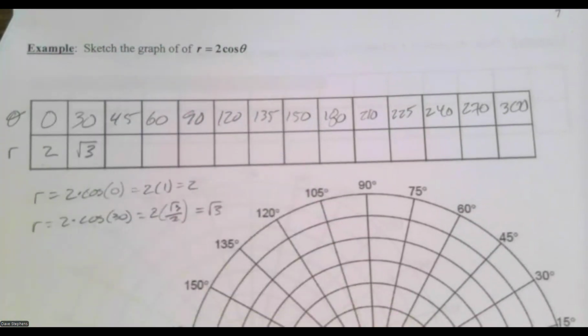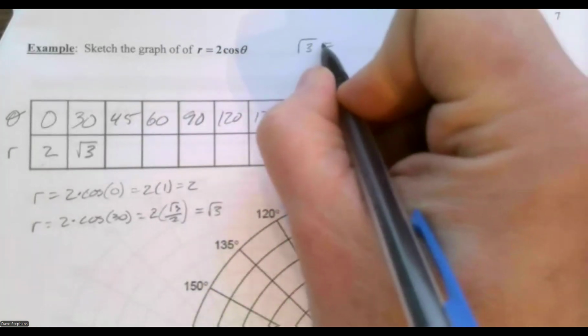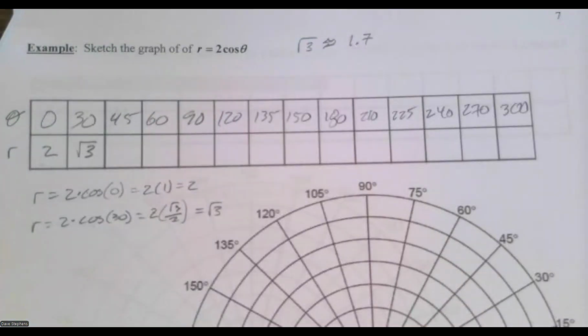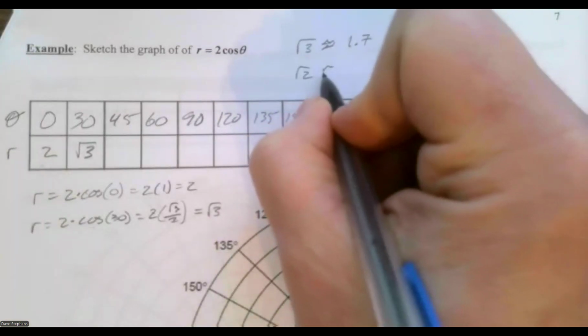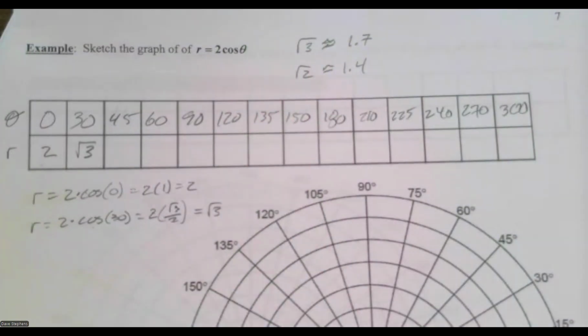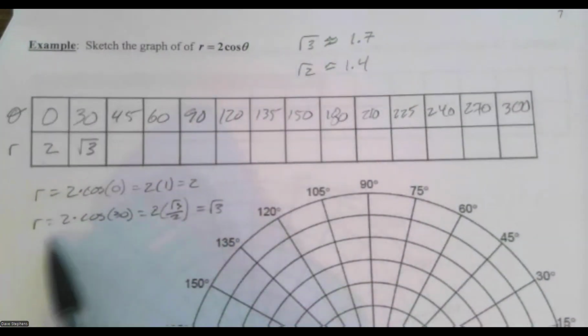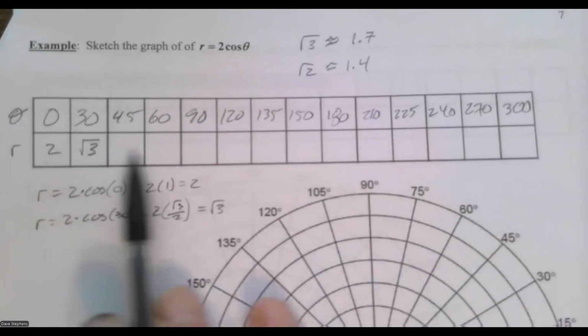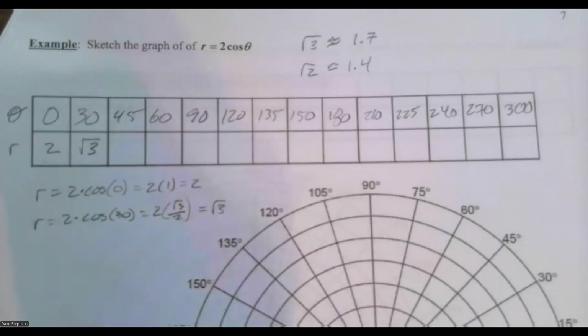That's not going to be really friendly to graph, though, is it? So what is the square root of 3 as an estimate? The square root of 3 is roughly 1.7. What about the square root of 2? The square root of 2 is roughly 1.4. All right, so instead of a root 3 there, I'm going to plug in 1.7 as we go along and fill this out further. We're going to see a little pattern develop, right?